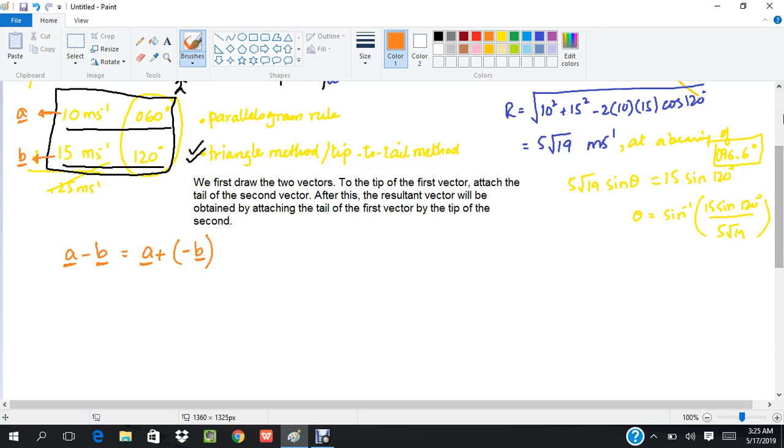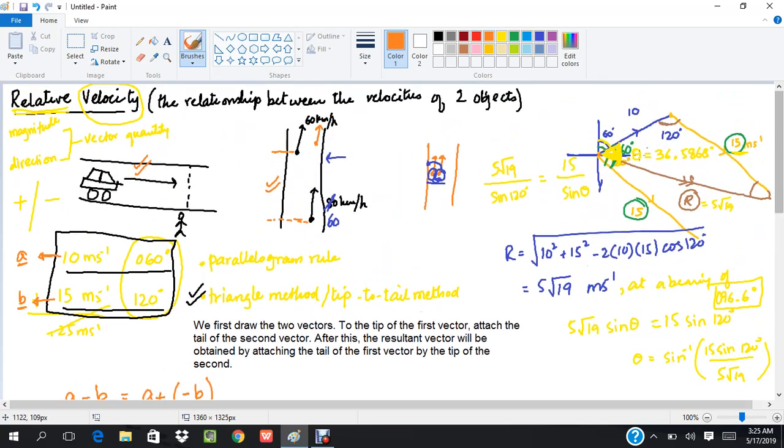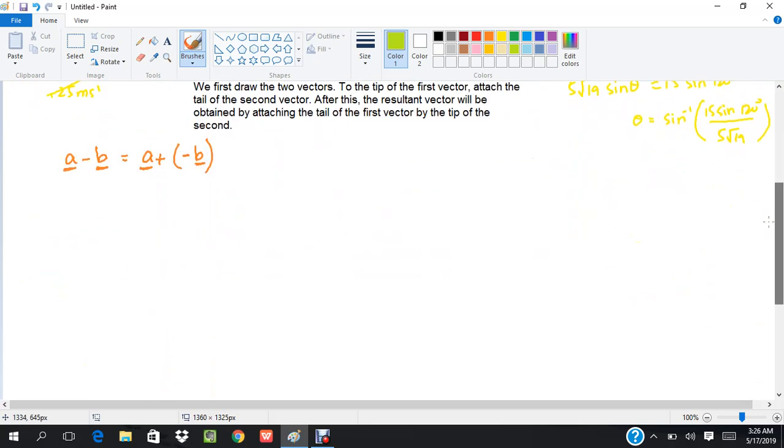So let's come to the diagram that we have drawn above. If this is vector B, then negative B would be the same thing but in the opposite direction, so it would be here. This is negative B. It has the same magnitude of 15, but the direction obviously is reversed. After this, we will follow the same rules of vector addition to find the difference. Let's do this. Let's draw the diagram again.